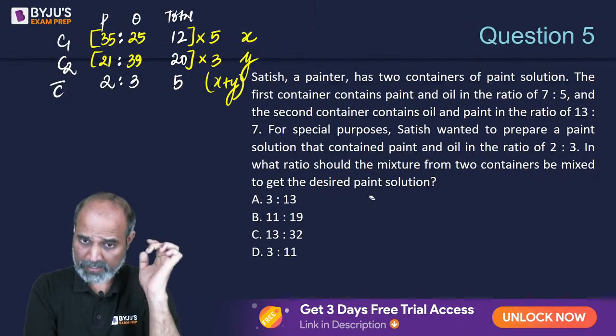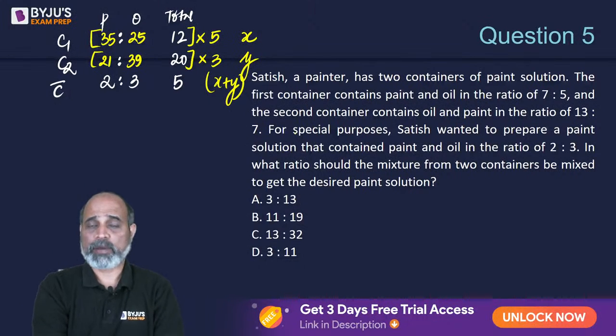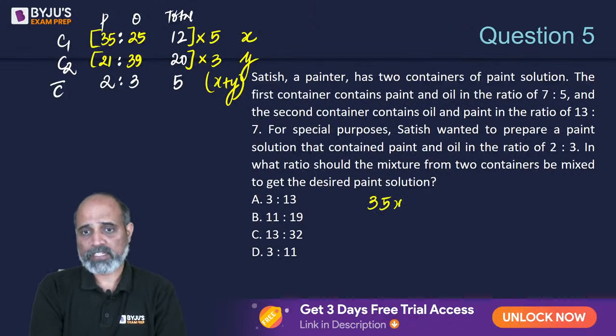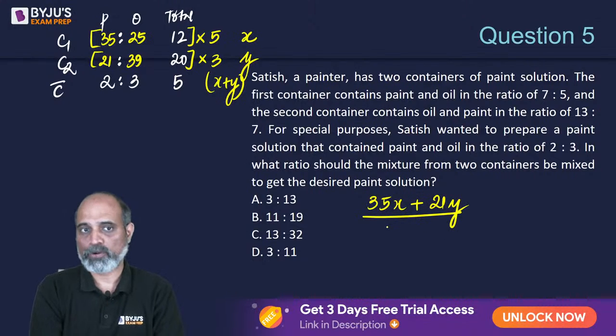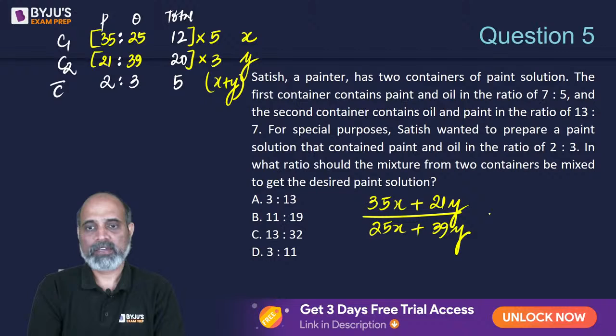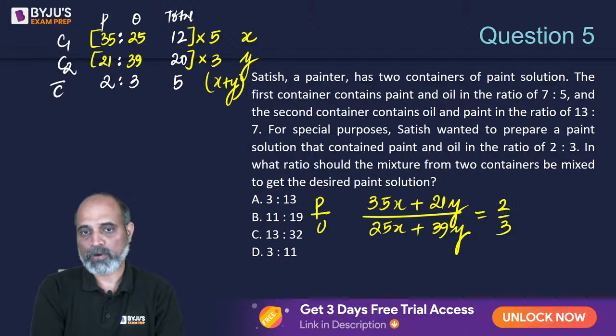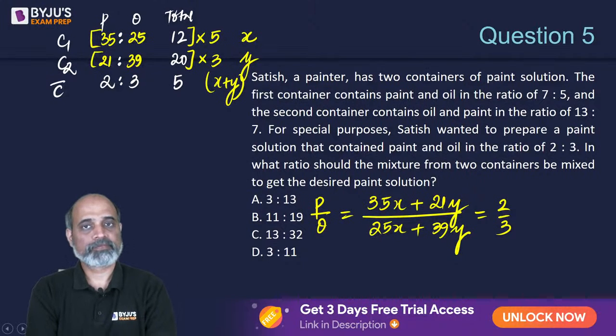Let's look at it this way. The amount of paint is 35x. The amount of paint from the second one is 21y. The amount of oil from the first container is 25x, and the amount from the second container is 39y, and this is given as 2:3. So the amount of paint upon amount of oil, right?